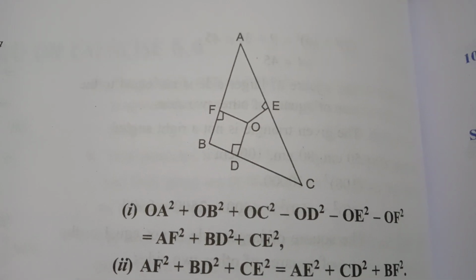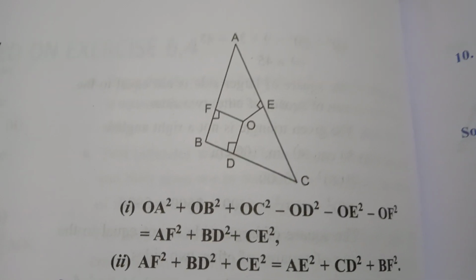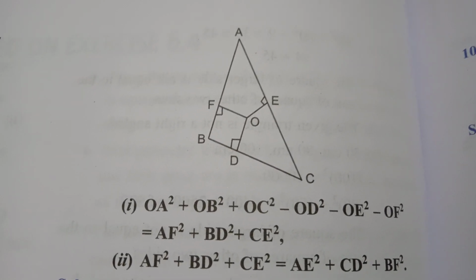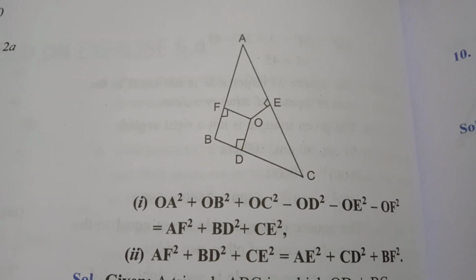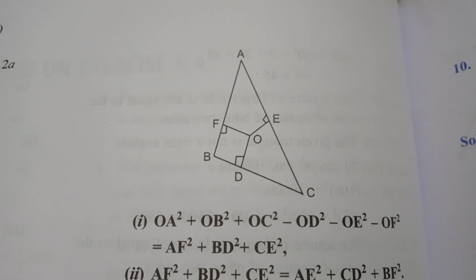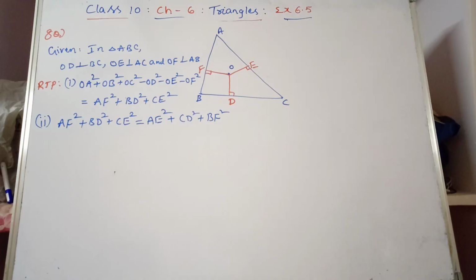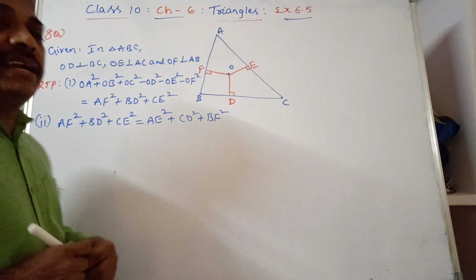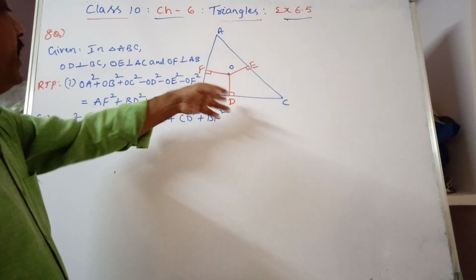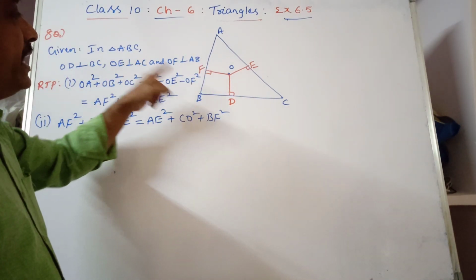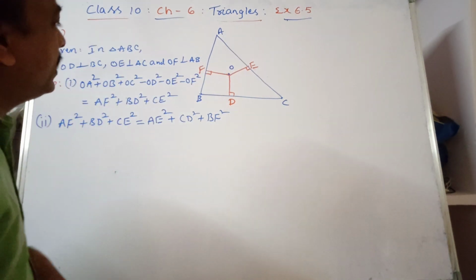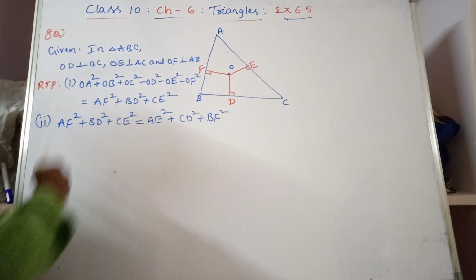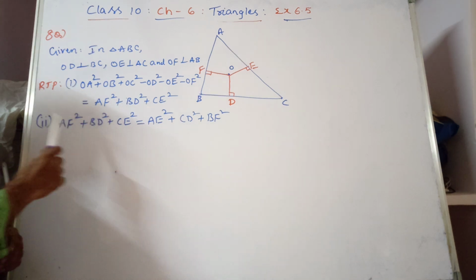Second question, in that second bit, AF square plus BD square plus CE square is equal to AE square plus CD square plus BF square. Let us see this question number 8. In triangle ABC, OD is perpendicular to BC, OE is perpendicular to AC, and OF is perpendicular to AB. We have to prove the first one and the second one.